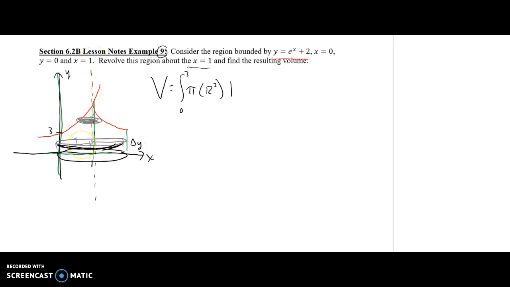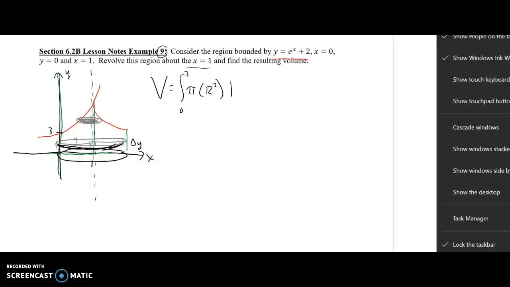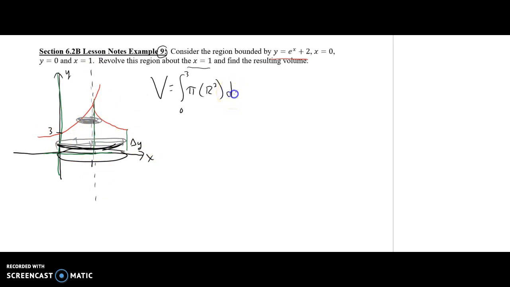Especially when I rotate any time around a vertical axis, the slice is always going to need to be a dy for disks or washers. So this is going to be a dy. And these are y values, y 0 to y equal 3. Now I'm also going to need one from 3, and I'm going to have a radius squared again, dy.